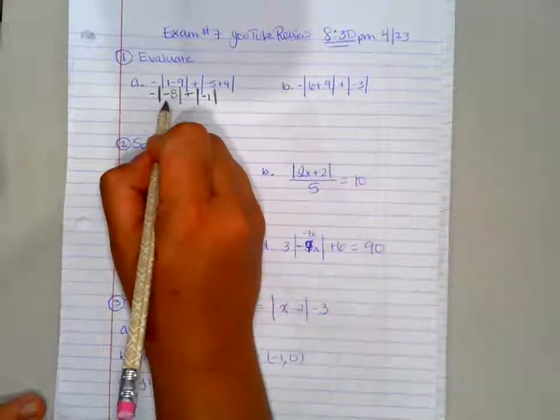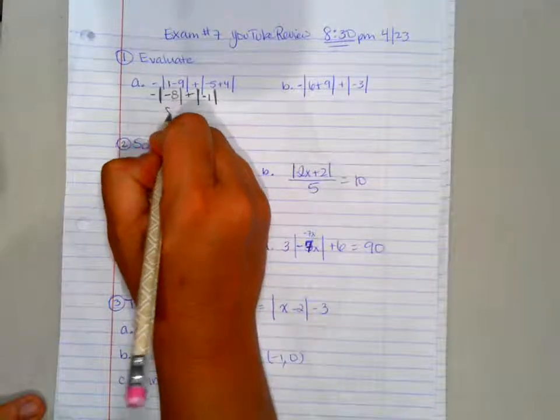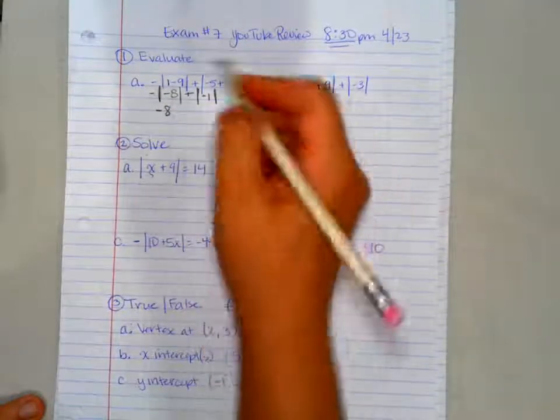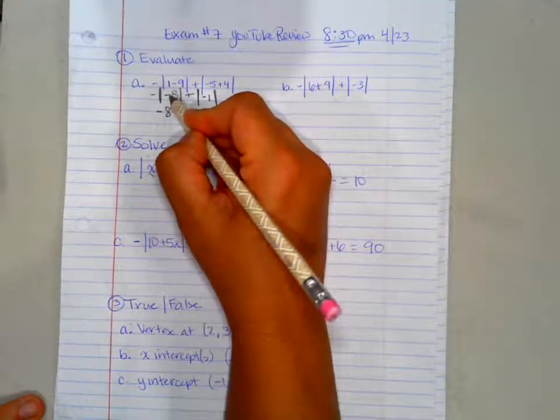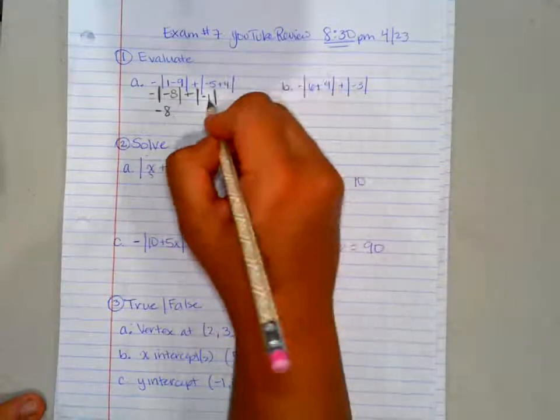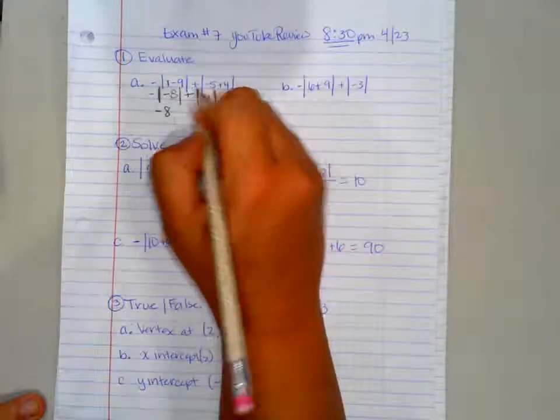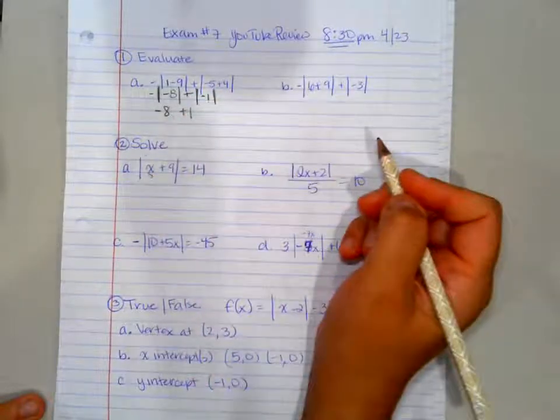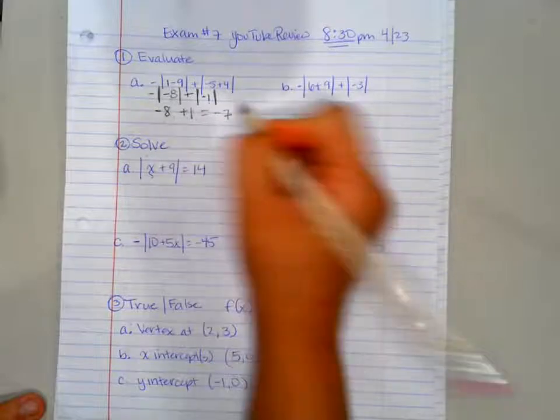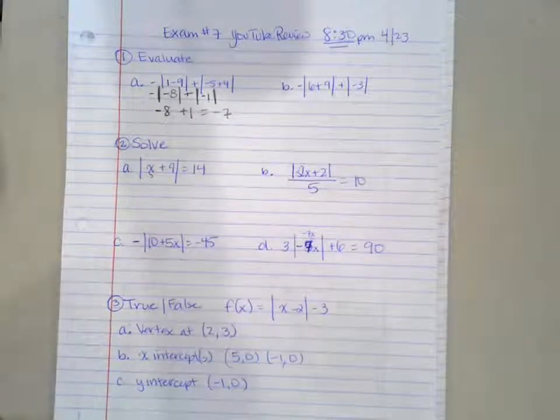So when we're here, the absolute value of negative 8 is 8. This negative has to stay. Okay? This one's going away because we're taking the absolute value, but this one stays. And then this one right here, the absolute value of negative 1 is 1, positive 1, and it's a positive on the outside. So this is going to equal negative 7. All right, there's the first part.